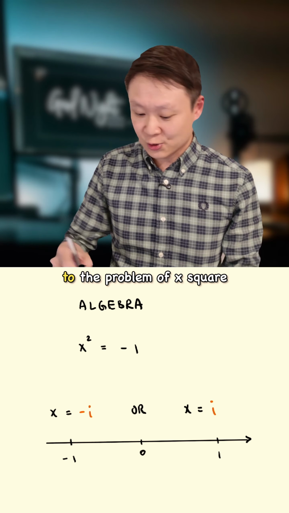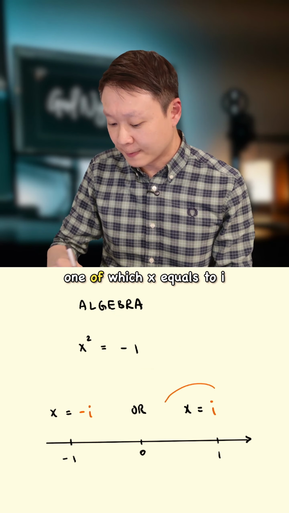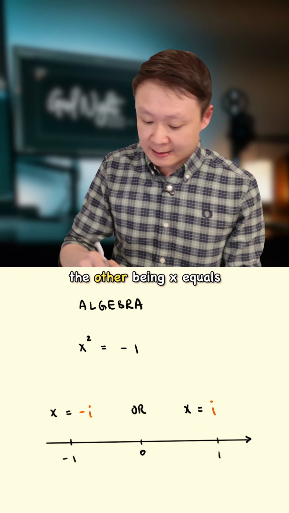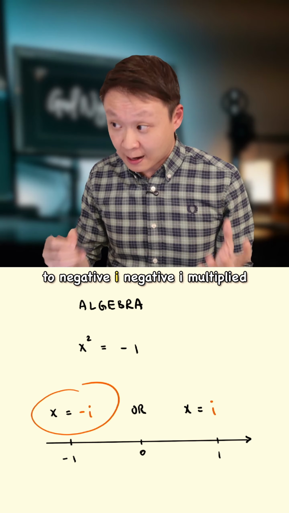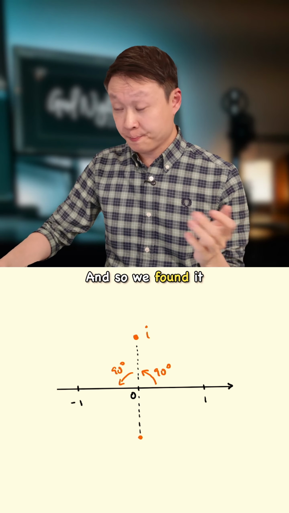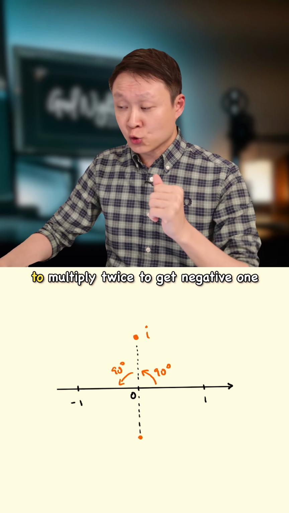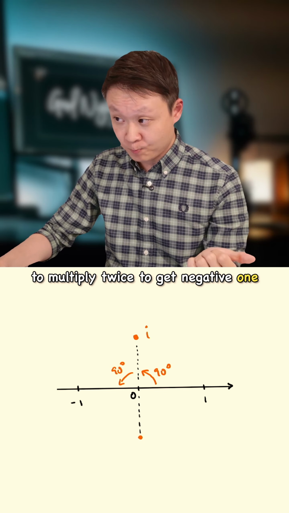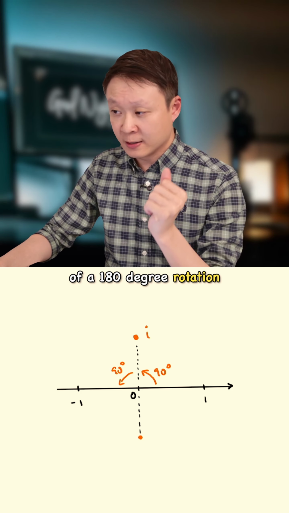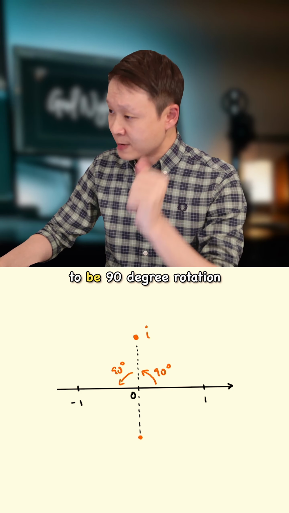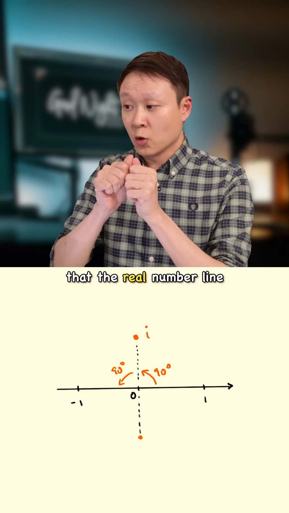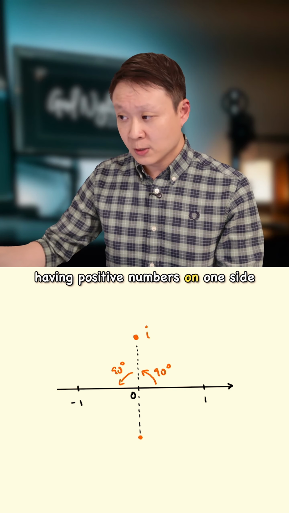So now we have two solutions to the problem of x squared equal to -1, one of which is x equals i, the number whose square is -1, the other being x equals negative i. Multiplied, -i also gives us -1. And so we found it. We wanted a number which we can use to multiply twice to get -1. We wanted a number to represent halfway of a 180-degree rotation. We wanted a number to be a 90-degree rotation, and we found it. It's called i.